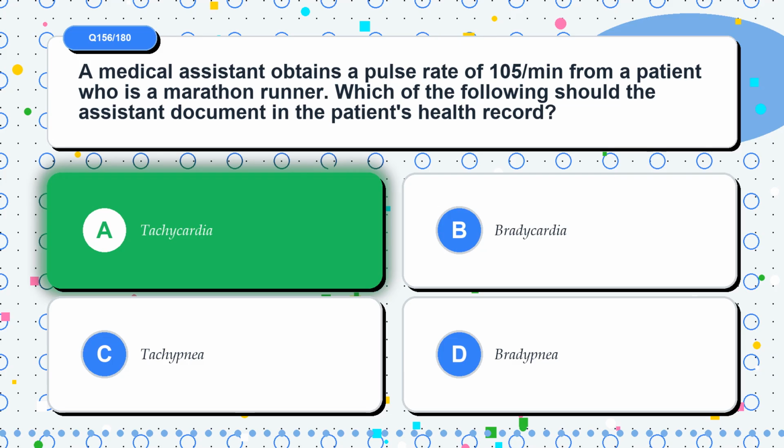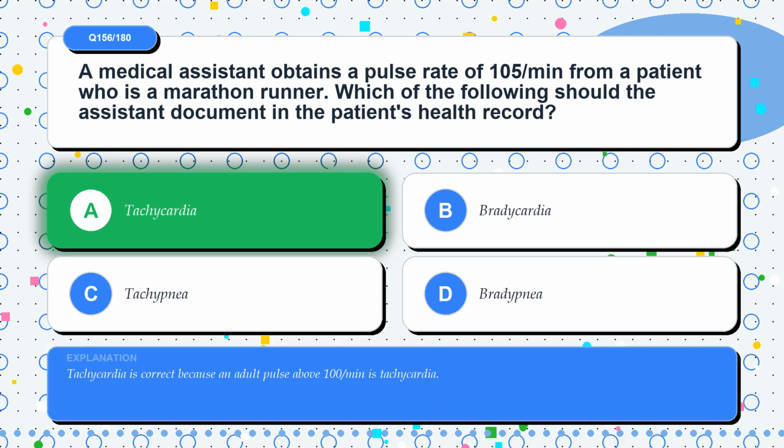The correct answer is option A. Tachycardia. Tachycardia is correct because an adult pulse above 100/min is tachycardia.